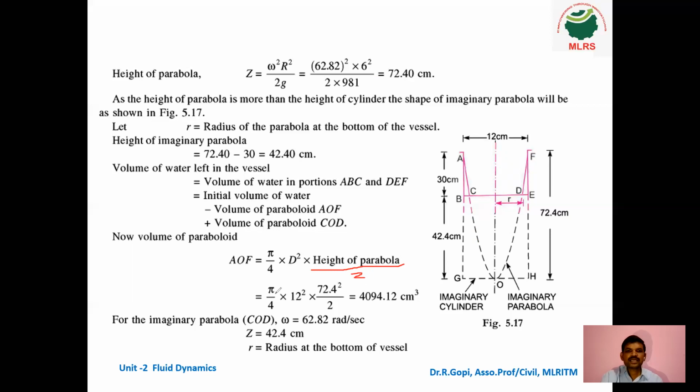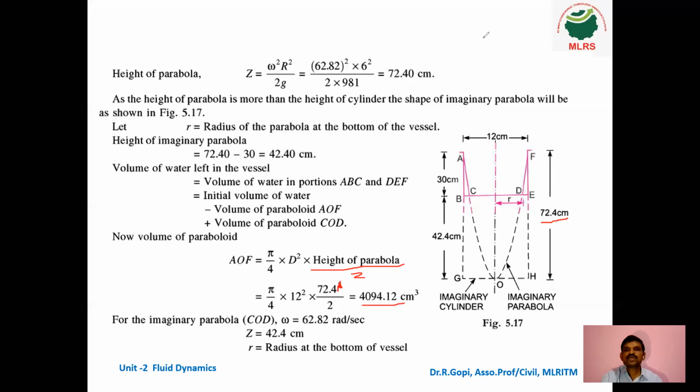Next, substitute all the values. Pi by 4 into d, where d is the diameter, 12 square, into the height of the parabola, 72.4. Here the square they have given is wrong. It is not squared, only 72.4, divided by 2. So finally we get an answer.